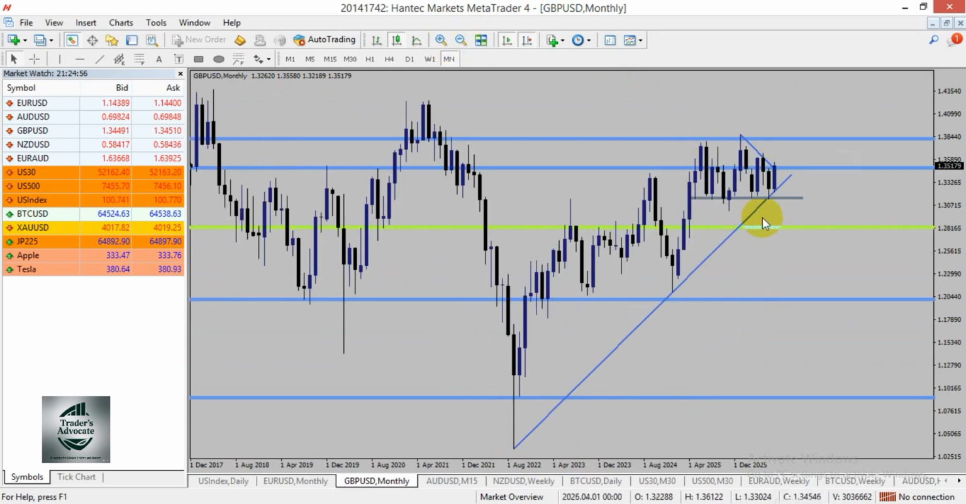But until that happens, this is the neckline of the head and shoulders pattern. Left shoulder, head, and these are just the right shoulder. Price comes and takes out this area, it's a reversal to the downside.